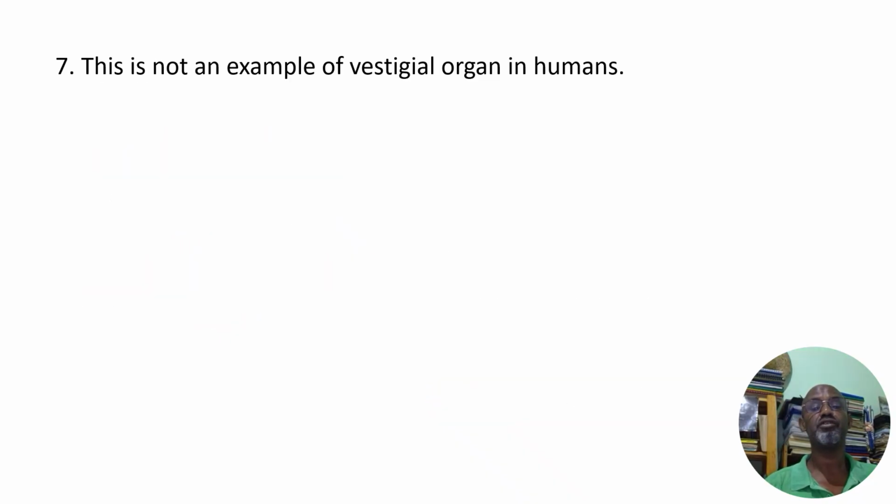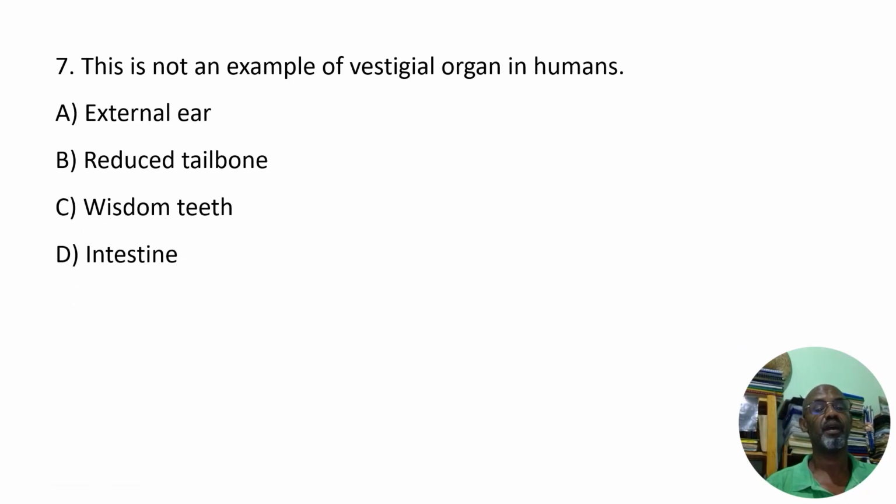Question number 7. This is not an example of vestigial organ in humans. A. External ear, B. Reduced tailbone, C. Wisdom teeth, D. Intestine. All the above are vestigial organs. The intestine is not.